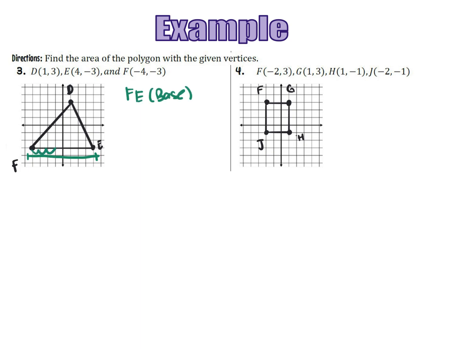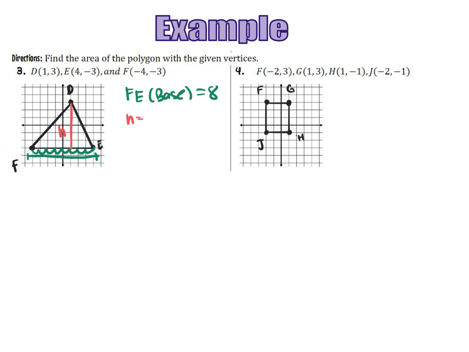We can count that. 1, 2, 3, 4, 5, 6, 7, 8. The length of the base of this triangle is 8. And then we need to find the height of this triangle, which we can actually draw a point here to give us our altitude, and our altitude is going to give us our height, which is basically just asking us how far is it from the bottom of the triangle to the very tip top of the triangle, and I am going to call that H.